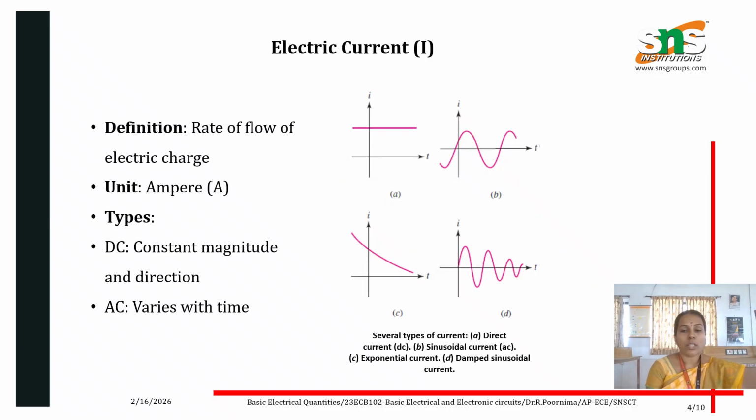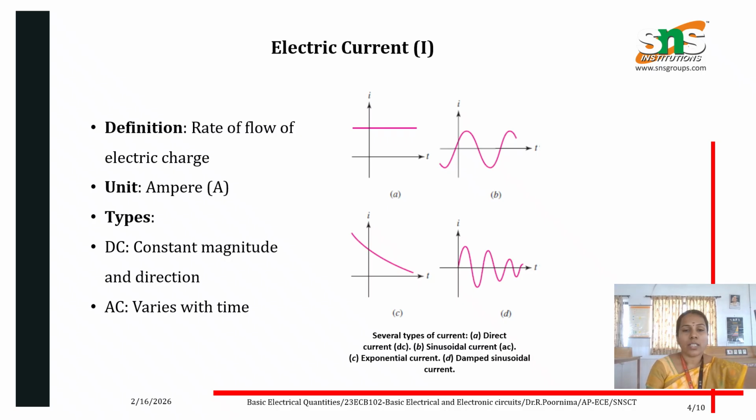So the next quantity we are going to discuss is the electrical current. So the current is the rate of flow of electric charges. So the unit of the electric current is the ampere. So the current flow in a wire can be DC or AC. So DC is the direct current, which is of constant magnitude and direction. So the value of DC current is the same throughout the entire time period. So the AC, alternating current, is where the value of current varies with respect to time.